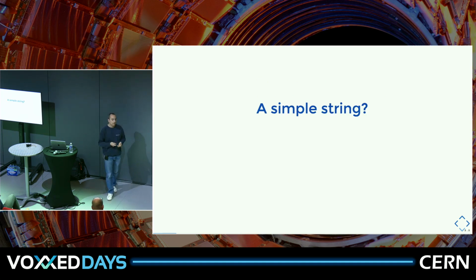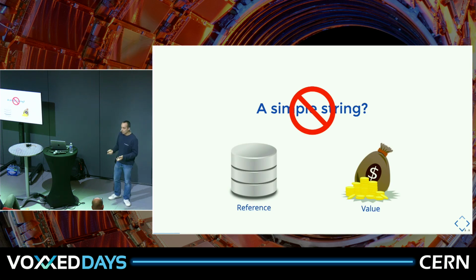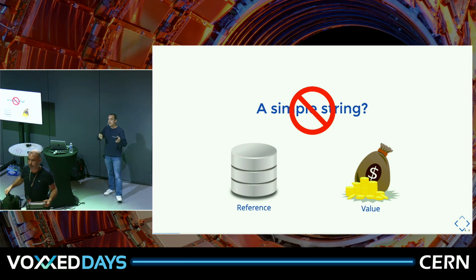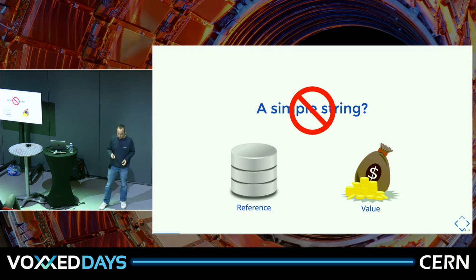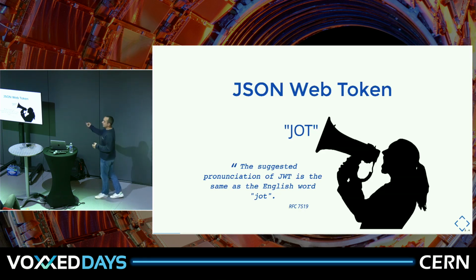Is a JWT a simple string? Well, no. In fact, we can find two families of token. First of all, we have the reference token, which is kind of a simple string, which bears no value, and which only makes a reference to something in your system, in your database. And we have the value token, which bears some information, and as you may know, JWT is this kind of token. Fun fact, we can say that JWT should be called JWT, but I'm not sure a lot of people say that. So.